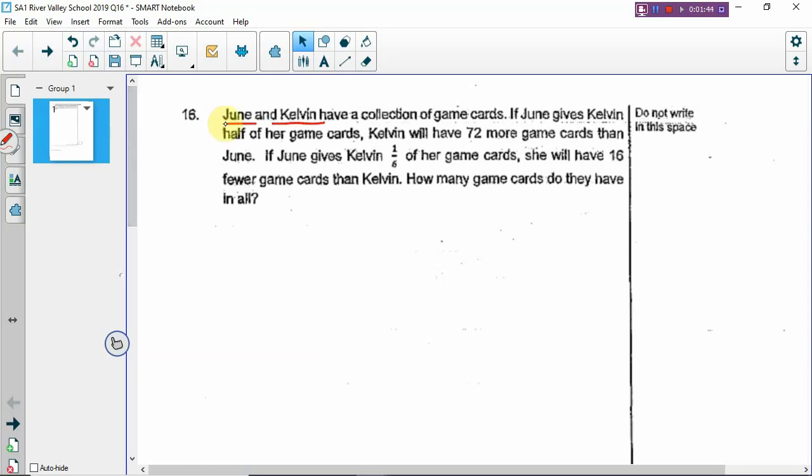So June and Kevin have a collection of game cards. If June gives Kevin half of her game cards, Kevin will have 72 more than June. If June gives Kevin 1/6 of her game cards, she will have 16 fewer than Kevin. How many game cards do they have altogether? Now, this question belongs to those that some tutors or teachers call the double if. There's one if here, and there's a second if. They call it the double if or the two if.